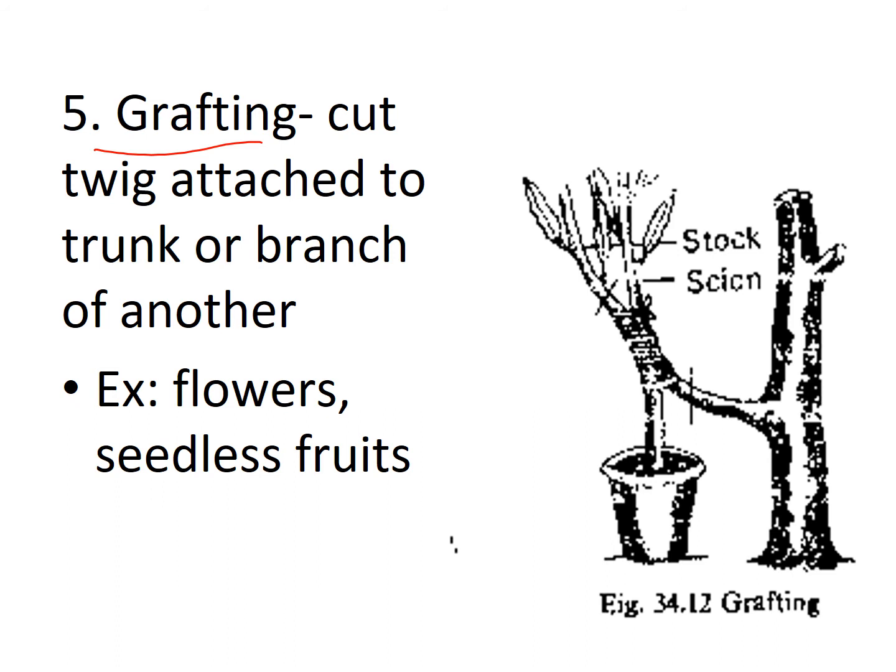Grafting. This is basically when you join a twig or a branch to another one, like flowers and seedless plants. The thing is, eventually it will intertwine and begin to grow as one. So the cells intertwine and make more mitotic cells, which allows it to grow as one.